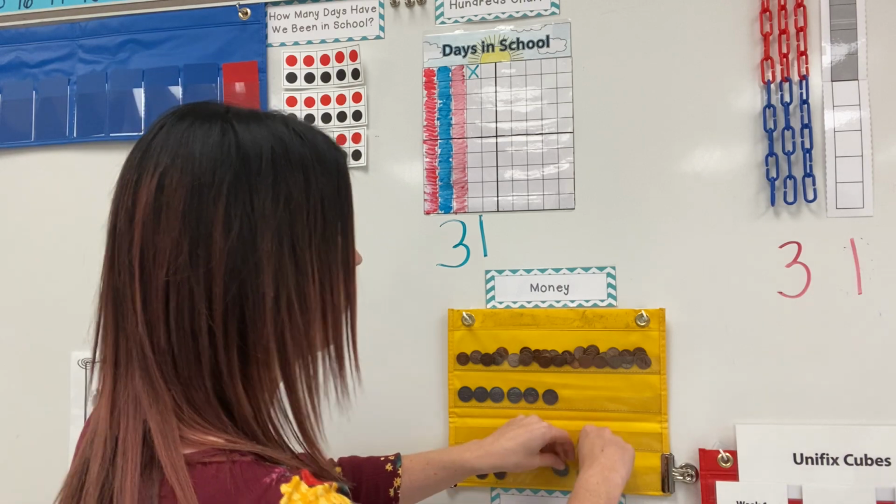Now look at these 2 nickels. Do you remember a nickel's worth 5 cents? So this is also 5 cents. If we have 5 and 5, does anybody know how much 5 and 5 is? 5 and 5 is 10, just like on your hands. 5 and 5 is 10.